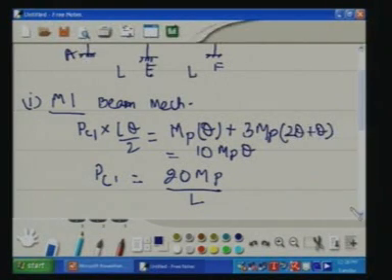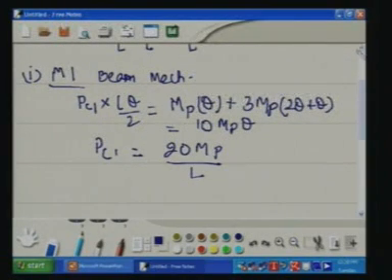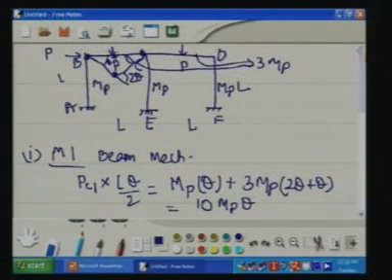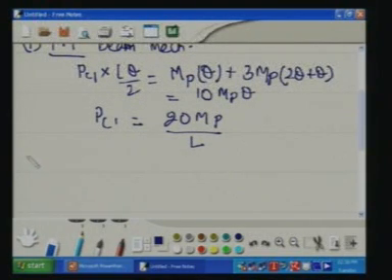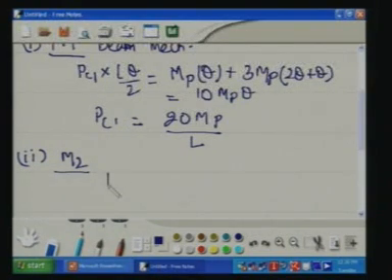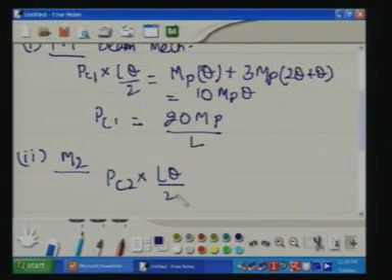Again we go for mechanism in beam 2, beam mechanism in this one. So, this will be like this, and the equation for this, for mechanism 2, will be equal to P C 2 into L theta by 2, because everything is same. So, the same results will come out.